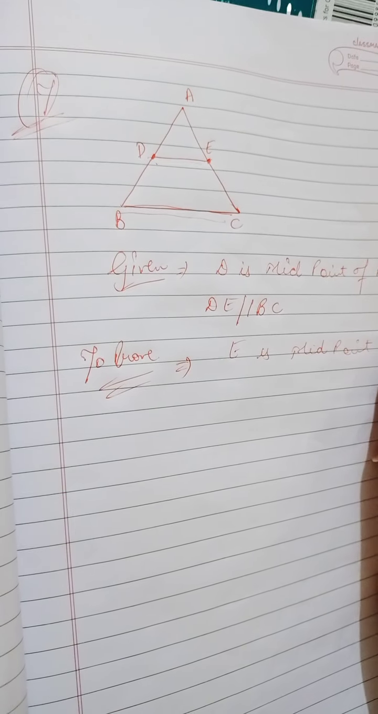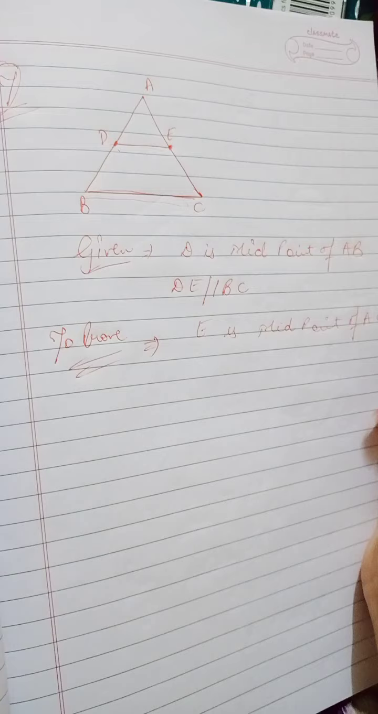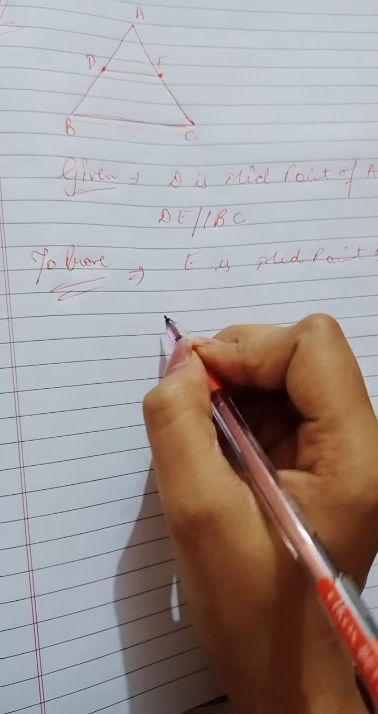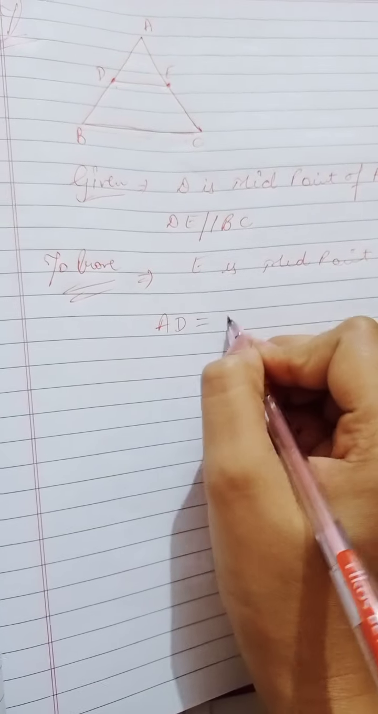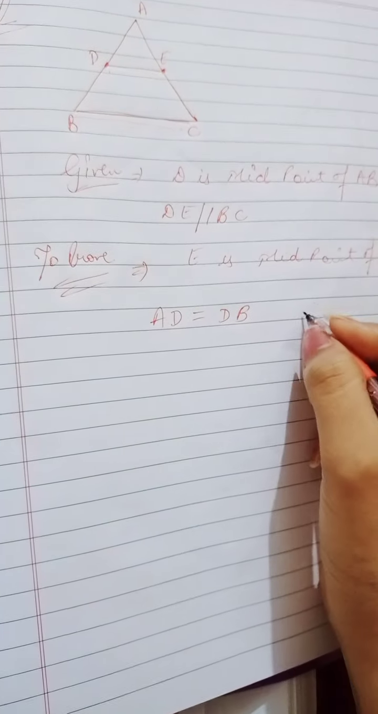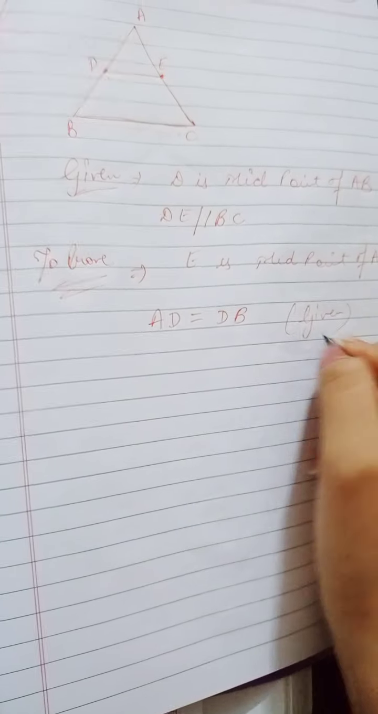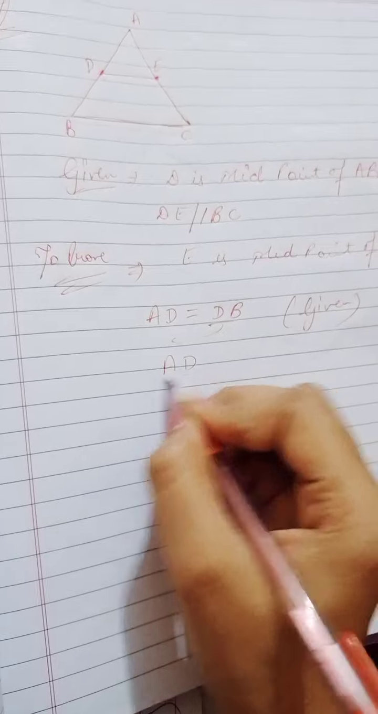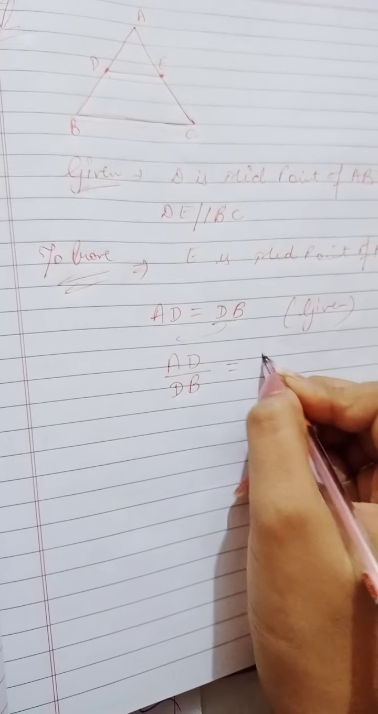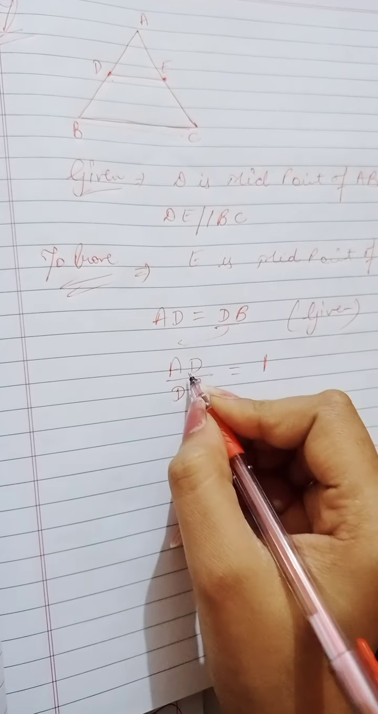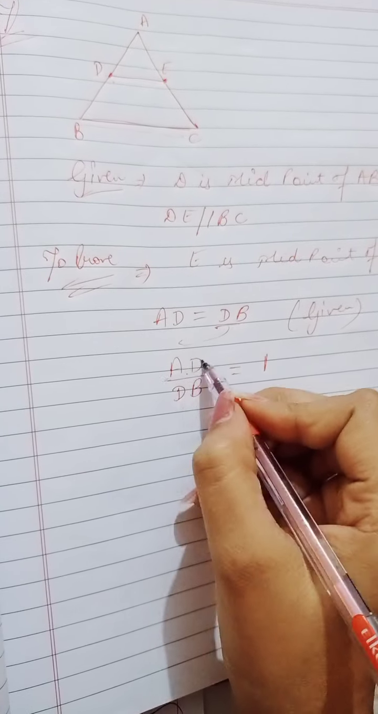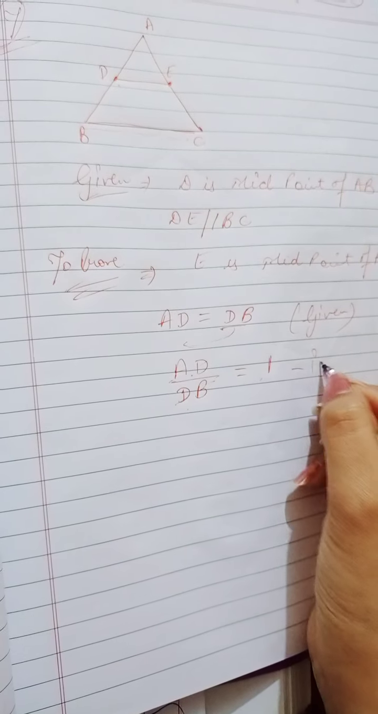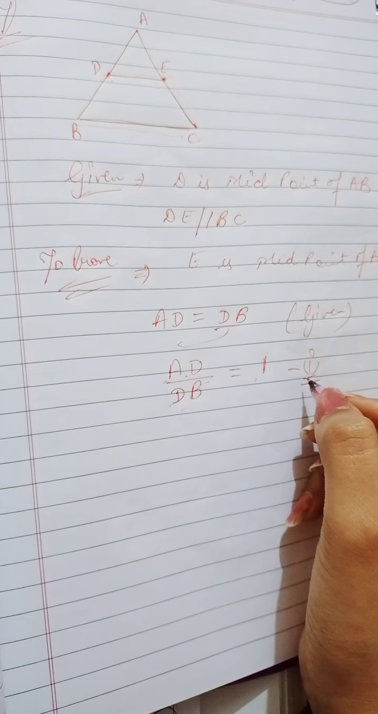E is the midpoint of AC. This we have to prove. How will we prove it? Very simple. AD is equal to DB, it is given. So DB will go to that side and it becomes divide, AD upon DB would be 1, because AD is equal to DB. If both are equal, they would cancel and it would be equal to 1. So this would be our first equation.